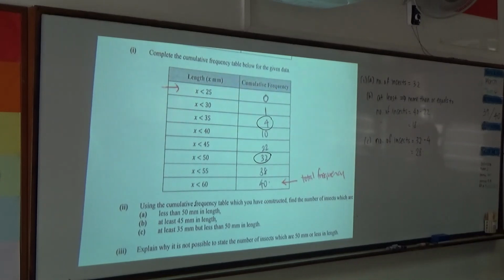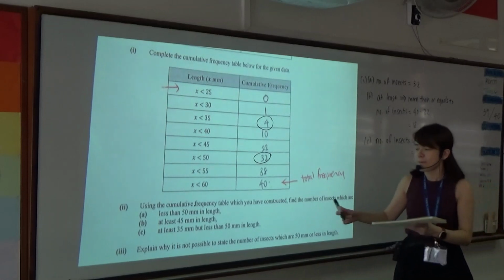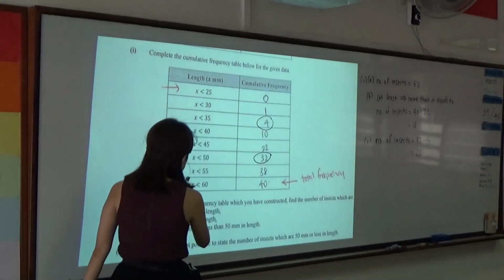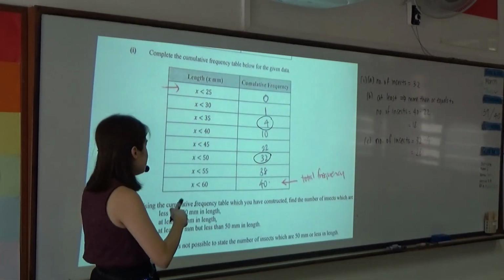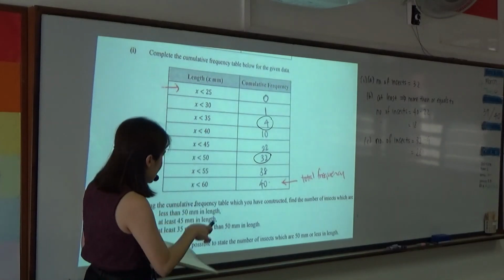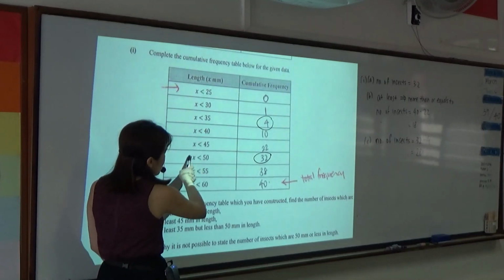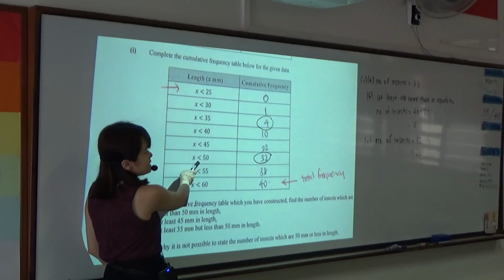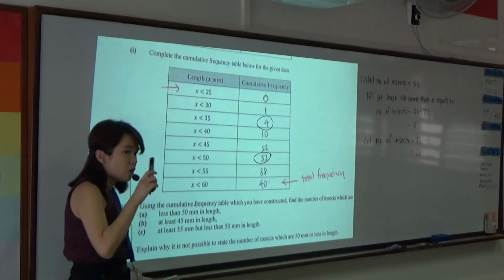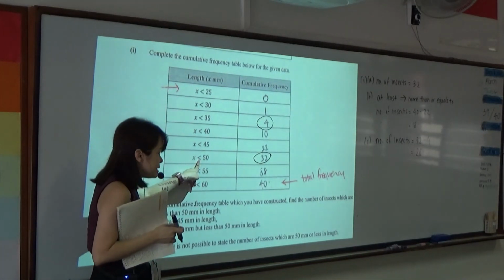Is it possible to state the number of insects which are 50 millimeters or less in length? Okay, 50 millimeters or less would mean less than or equal to 50. But this inequality over here is strictly less than 50. So we do not know how many insects are actually exactly 50 millimeters itself.